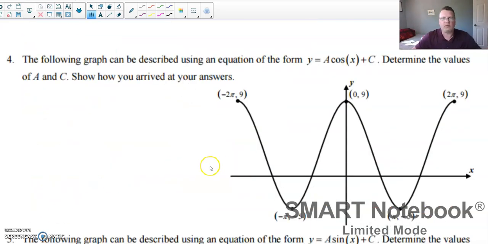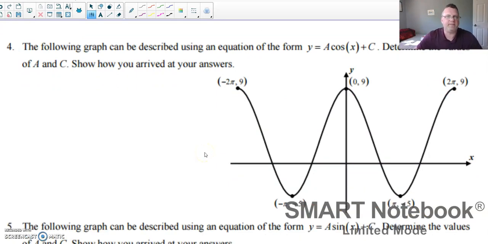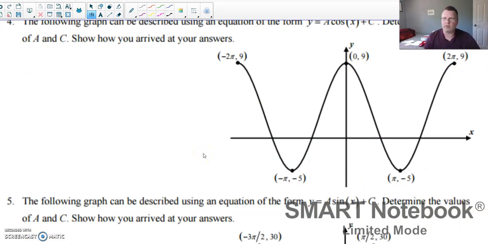Okay. The next one, determine the values of A and C. Okay, show how you arrived at your answers. Okay, so what we have here is we have highest and lowest. Okay, so the highest is 9, the lowest is -5. Okay, so that means from the highest to the lowest, there are 14 units.